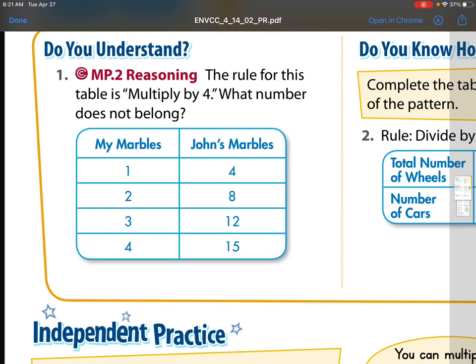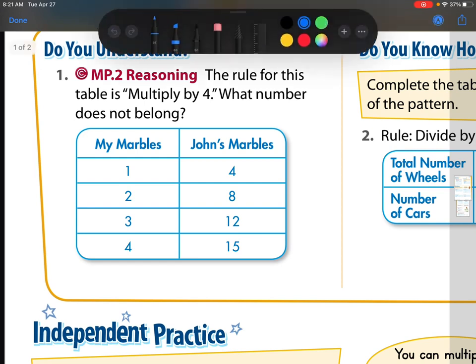Well, guys, this is lesson 14-2, which again is working with patterns and our rules that go with those patterns. So let's look at number 1. It says the rule for this table is multiply by 4. What number does not belong? So remember with our rules, what that means is to get from one column to the next, something happens.